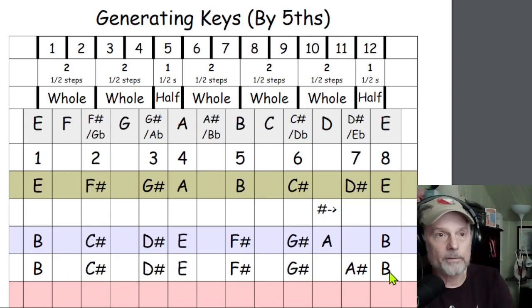Let's go again. Put the E in place. Take its 5th. Here's a B. Use the E, right in the E major scale. Only the 7th doesn't line up. We bump it up. Now we have 5 sharps.